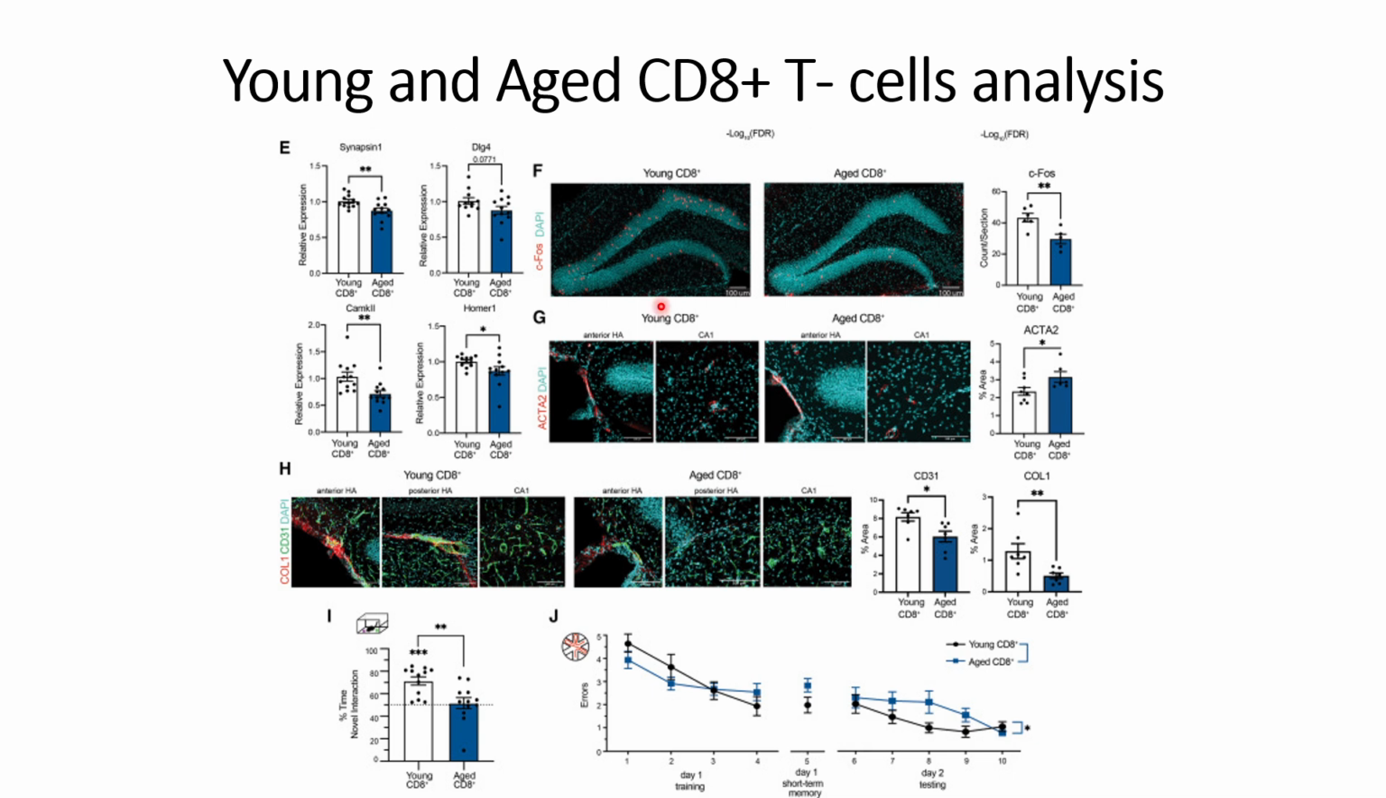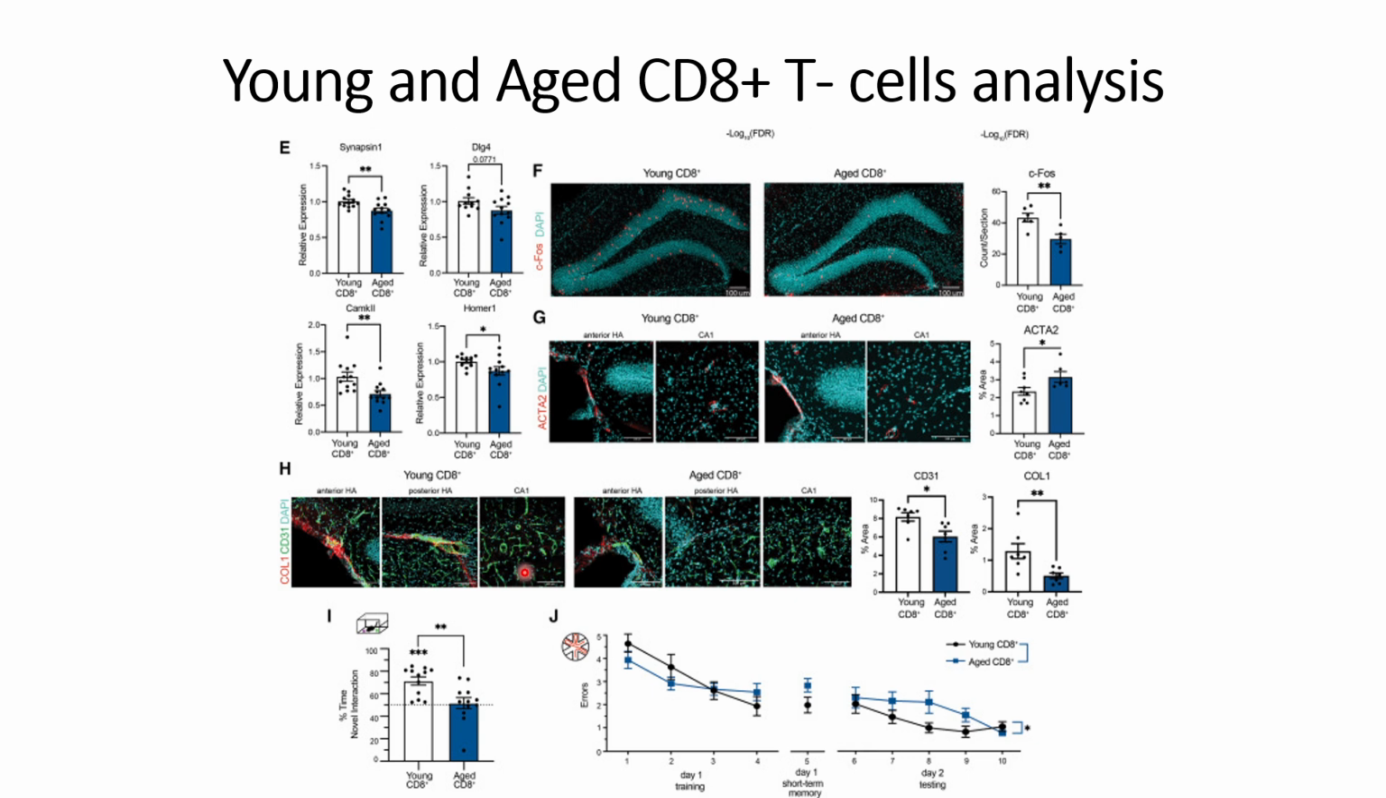They also did the ISC imaging for other genes that are shown in panels G and H, where the ACTA gene is found to be upregulated in the aged CD8 plus T cells. That can be seen here, that ACTA genes in the aged CD8 plus T cells are high in number, whereas CD31 and collagen 1 are found to be lower in number. That can be seen in panel H, where in the young CD8 plus T cells, the collagen 1 signals are high compared to the aged CD8 plus T cells.